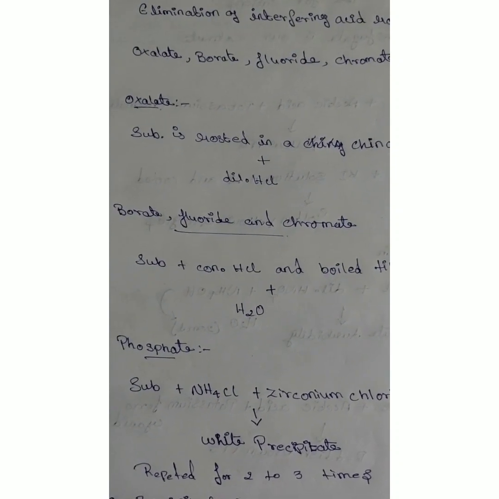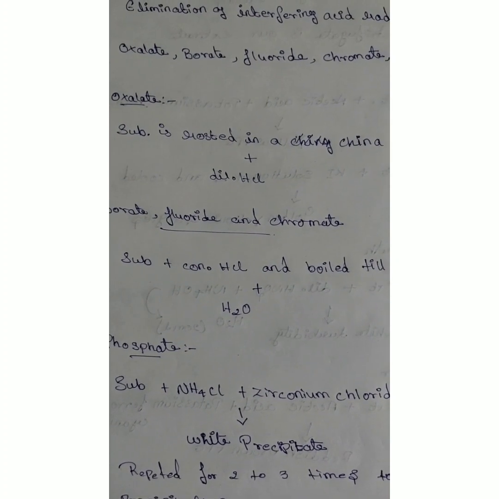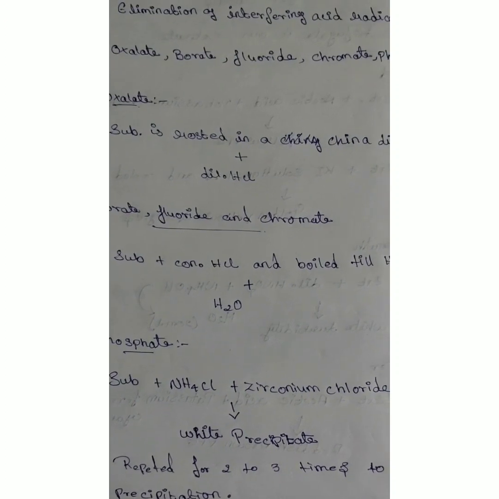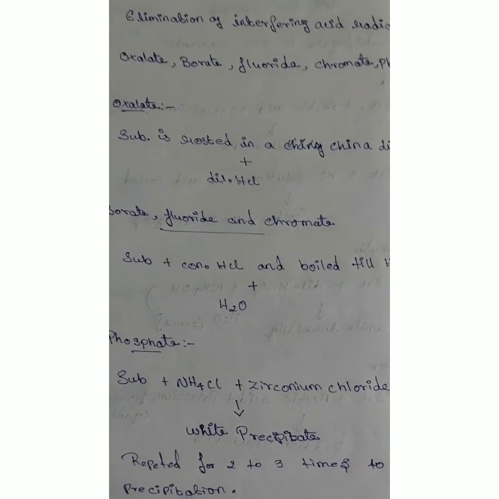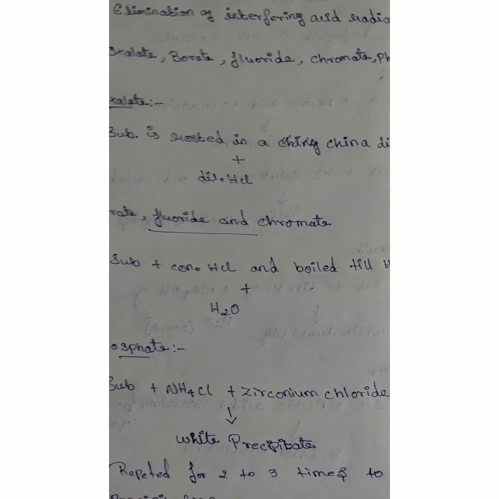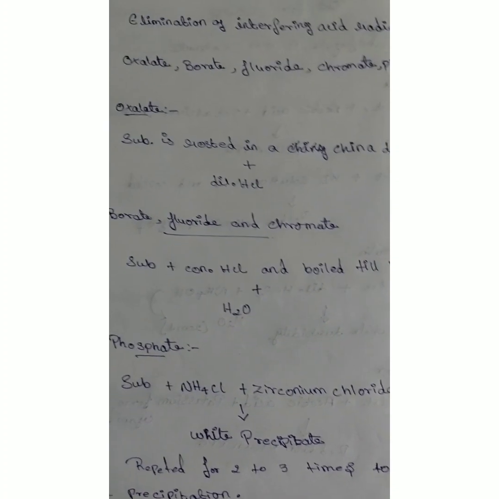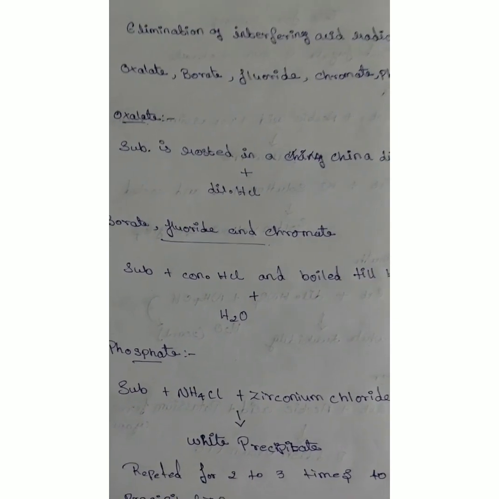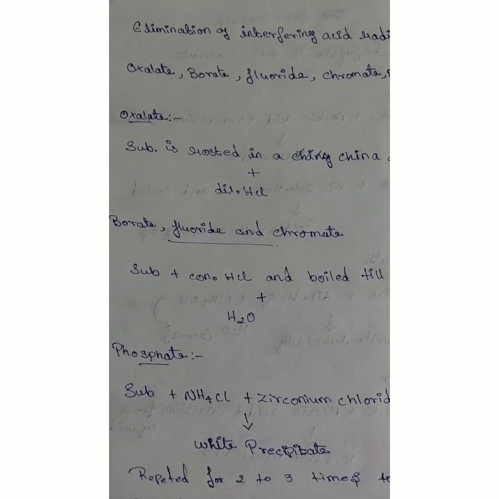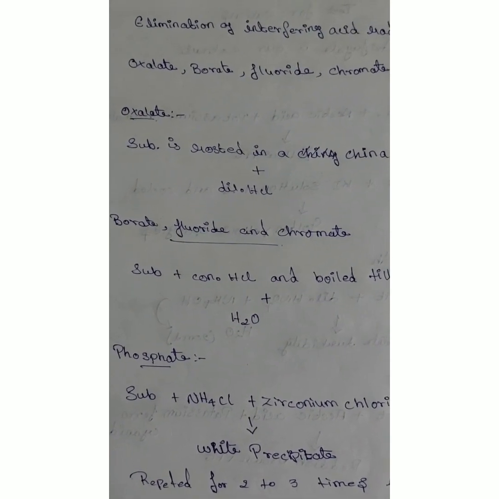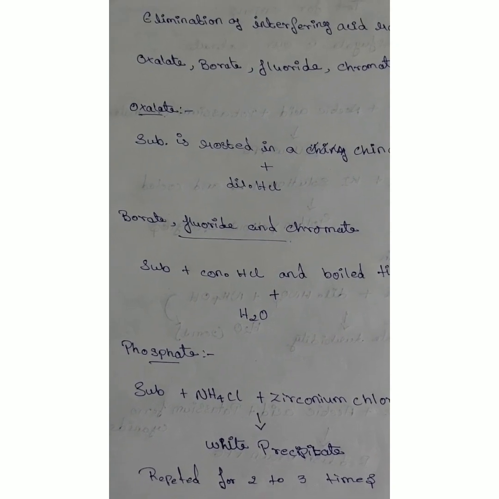To eliminate oxalate, we have to take the substance in a china dish and roast it. After roasting, mix in dilute HCl and stir it well. After stirring, collect that sample. That sample is free from oxalate and can be used for other testing.